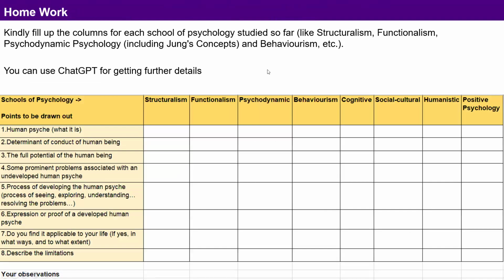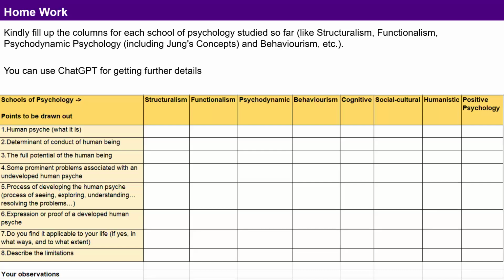Now, you will see that there is a lot to discuss here. Six schools are there. We'll also talk about one more perspective and also look at the modern perspective, that is positive psychology. So you'll see that in this one hour, discussing all that in detail might seem very difficult. So I'll just give a glimpse of it. But we have to remain focused on these eight points.